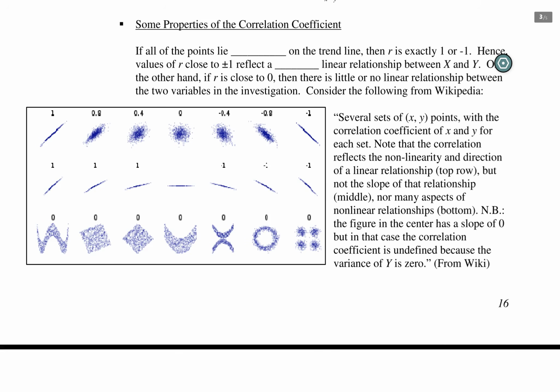Now, a few properties of the correlation coefficient are described here. So one thing, take a look at this picture. This is from Wikipedia. It's got various scatter plots and their respective correlation coefficients. In the upper left corner, we have a scatter plot where the data falls perfectly on a line, and the correlation coefficient is 1. Now the data is increasing, so we have a positive 1 correlation.